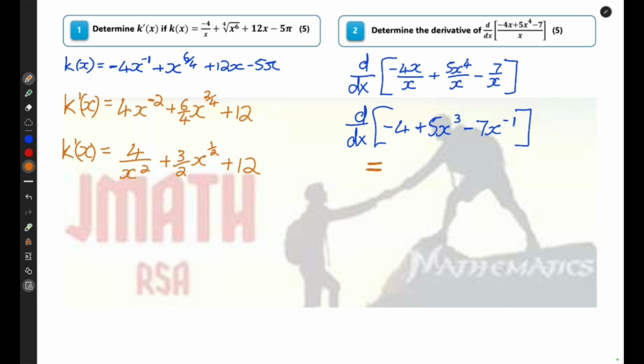The first term doesn't have an x, so it's not part of the derivative. Now I can say the next one, 5 times 3 is 15x, and then 3 minus 1 is just a 2. For the next one, minus 7 times minus 1 becomes plus 7, and then x to the power minus 2. Okay, I can go one step further.